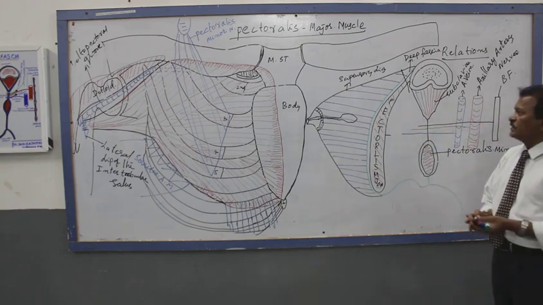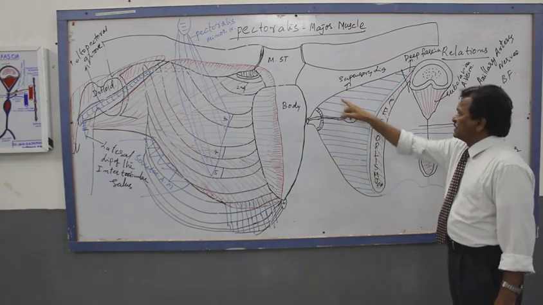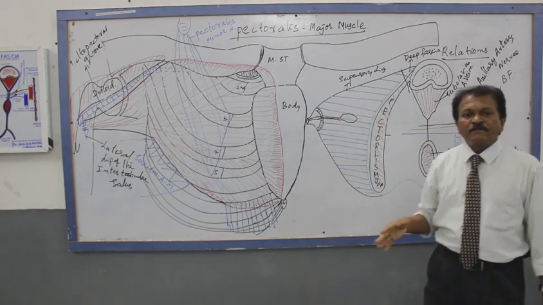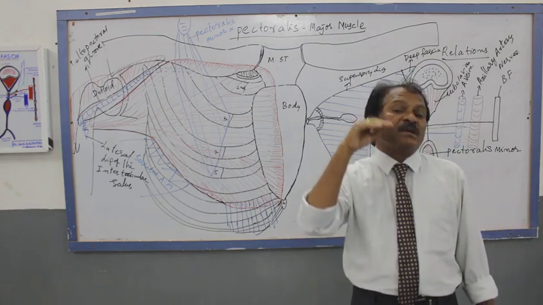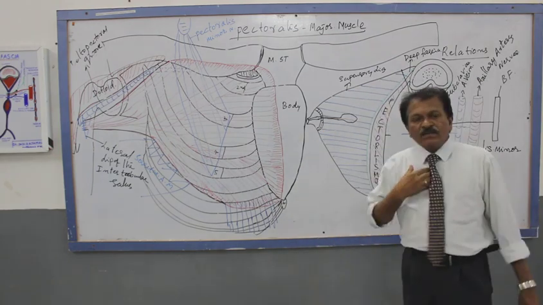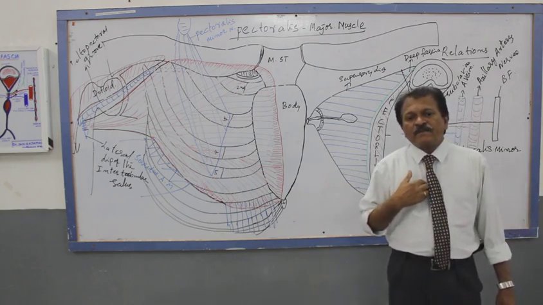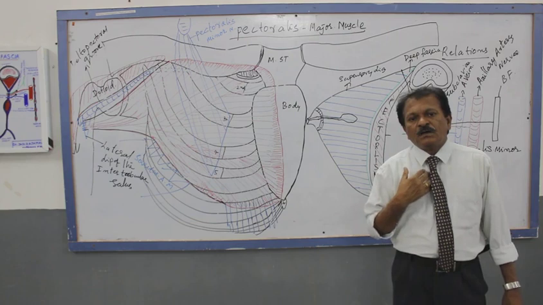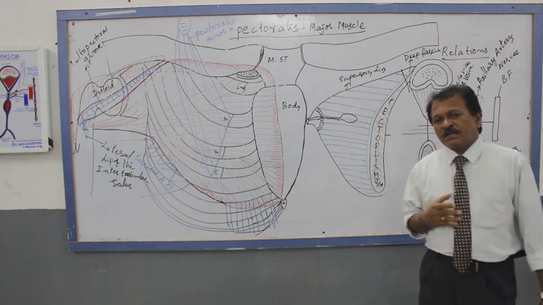Once again, the relationships of the pectoralis major. Superficial relations: there is the skin, and deeper than the skin there is the superficial fascia. Superiorly in the superficial fascia there is the platysma muscle, which is present in the superficial fascia, not in the deep fascia. On the medial side, there are the perforating mammary branches, which arise from the second to fifth intercostal spaces from the internal thoracic artery, and supply the breast.